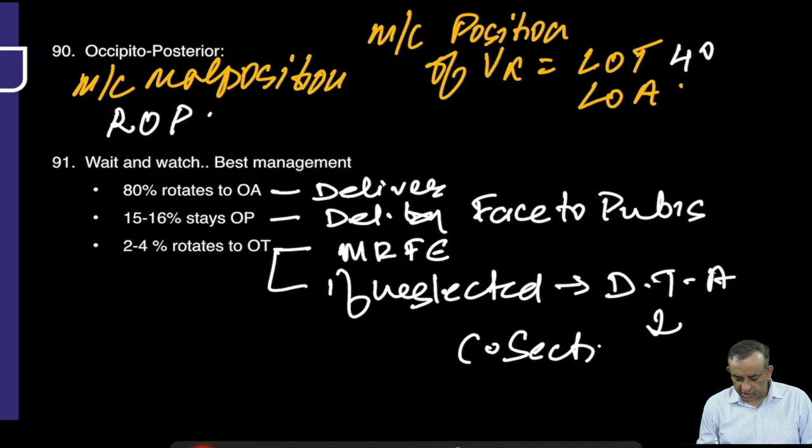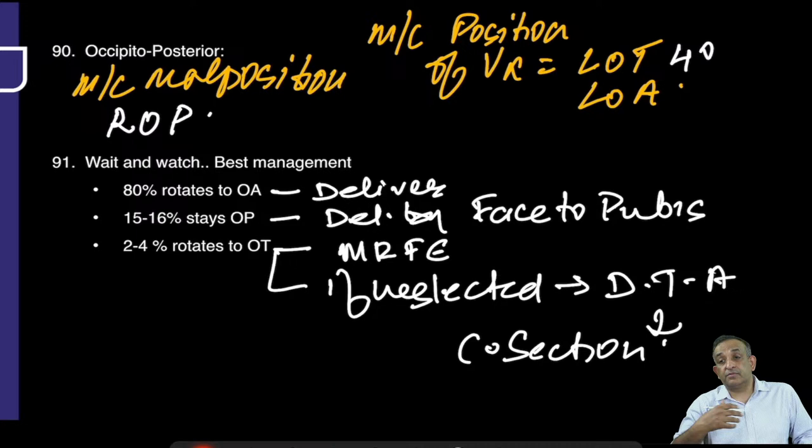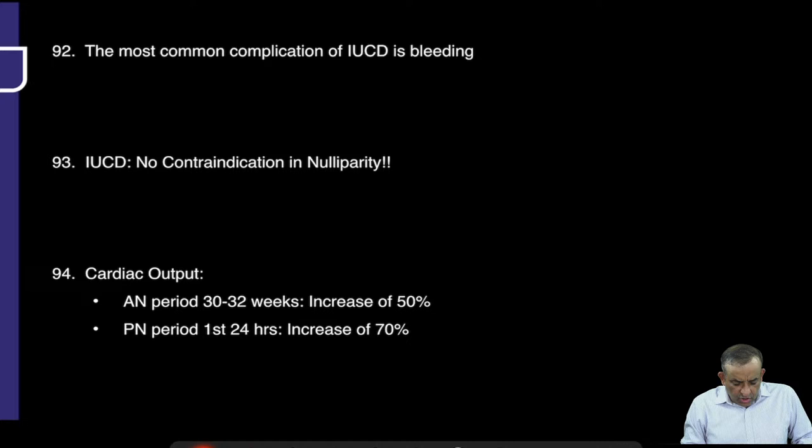Most of it, you see, 80% and then 96-97% are going to deliver. So wait and watch is the best policy in occipital posterior. Sometimes if it becomes occipital transverse, still you can make it deliver. But if it is neglected occipital transverse and it becomes deep transverse arrest, then go ahead and do a cesarean section. All right. Most common complication of IUCD is bleeding, 3 times more common than pain.